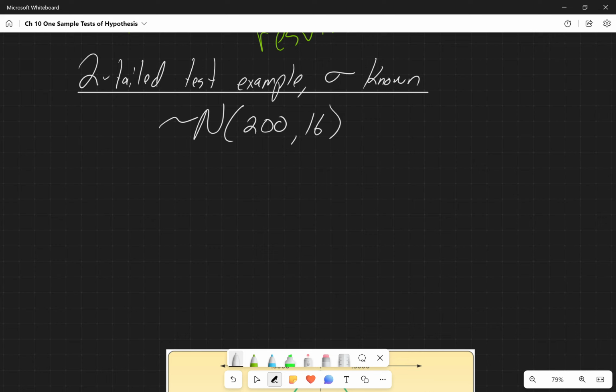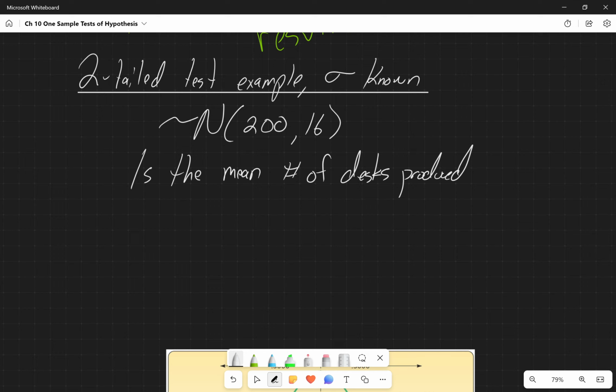So we're asked, is the mean number of desks produced in this sample different from 200 at the 0.01 significance level?